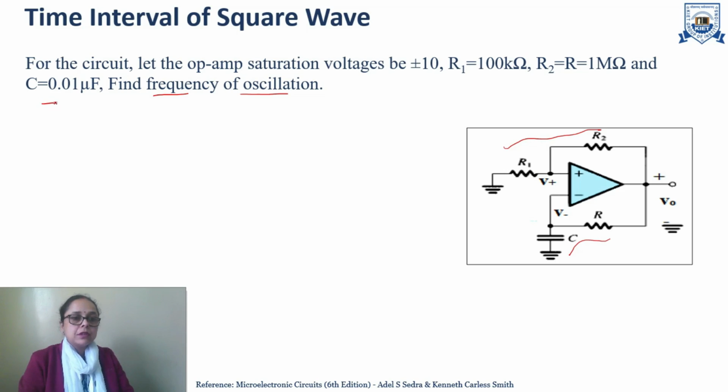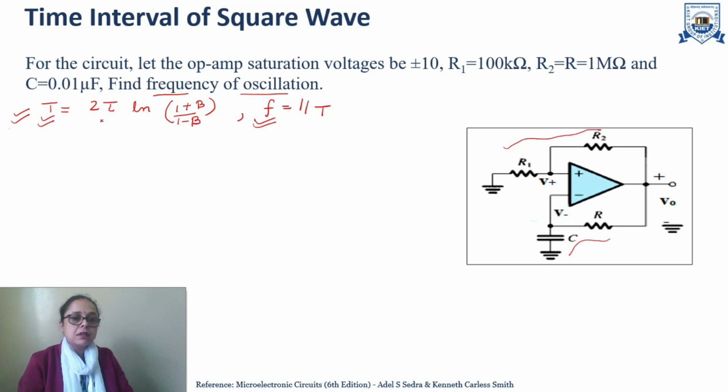We know the equation for the time period of a square wave, it is 2 tau ln 1 plus beta divided by 1 minus beta. This is the equation for the time period of the square wave that will be generated from this astable multivibrator. From this time period, we can find out the frequency of oscillation also. Frequency of oscillation will be 1 upon T. So, first of all, we have to find out this time period, and then we will take its 1 upon T and find out the frequency of oscillation.